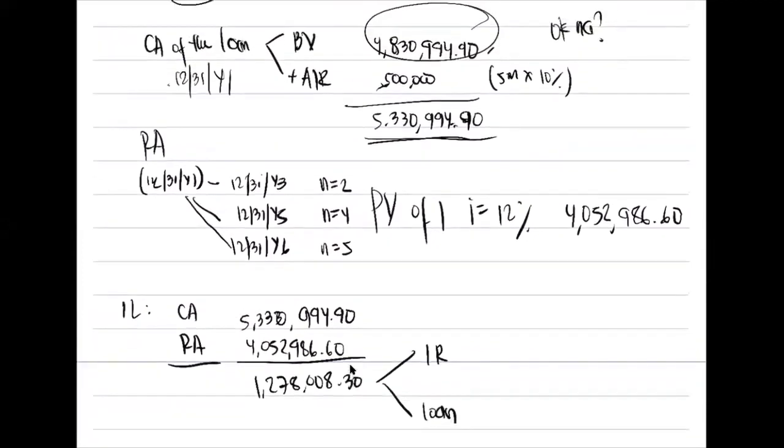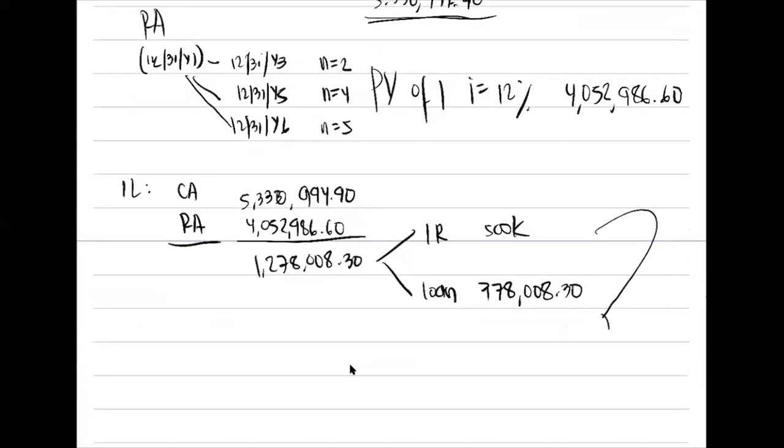And we said this is a portion of your interest receivable and your loan itself. So how much is for your interest receivable? That is the accrued interest receivable of 500,000. And the excess is for the loan. So our loan is 778,008.30. So how should we record it?